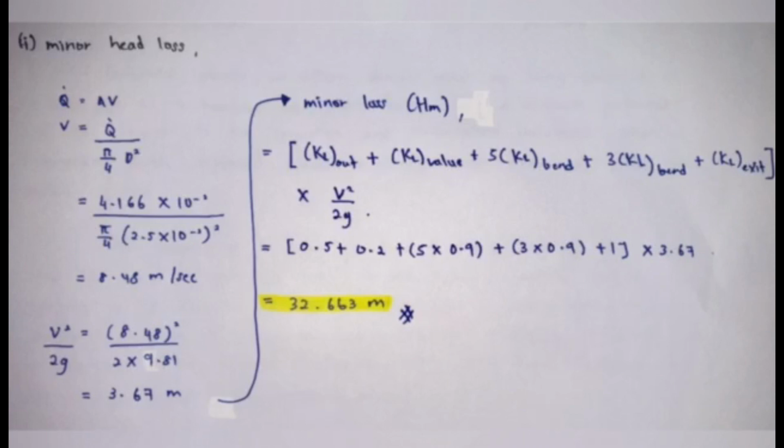Okay, next you can find the minor loss. This is the formula. The answer is 13.663 meter. Okay, this is the minor head loss.